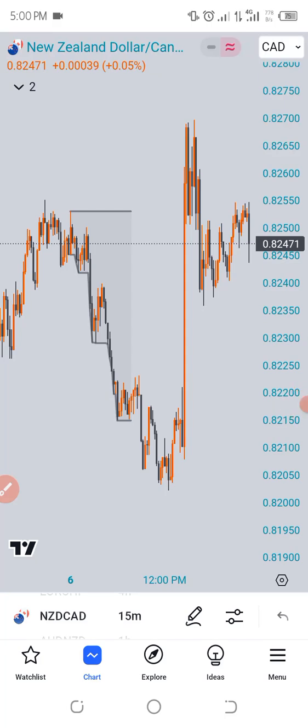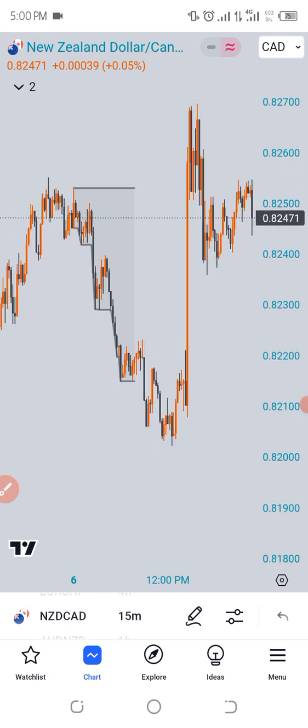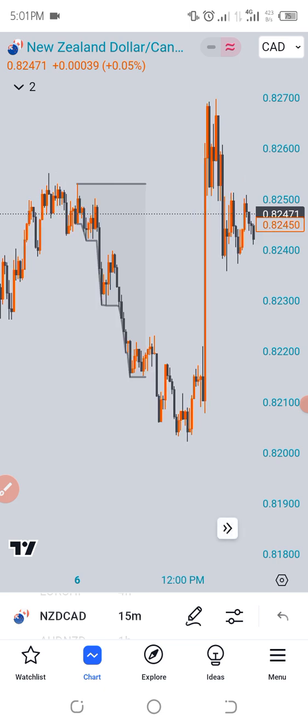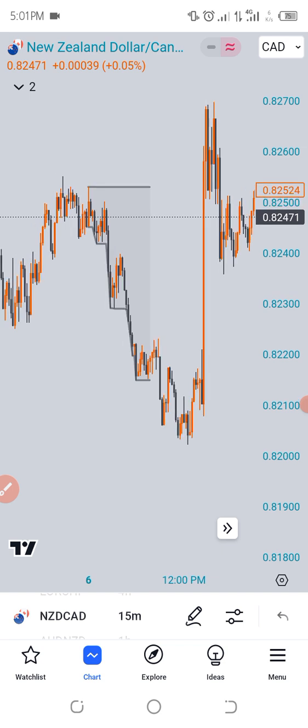So in this video, guys, I'm going to be showing you how to set up your TradingView to look exactly like mine, so that you can easily identify the market maker buy or sell model setups that would appear on your screen at every given time on different market sessions.